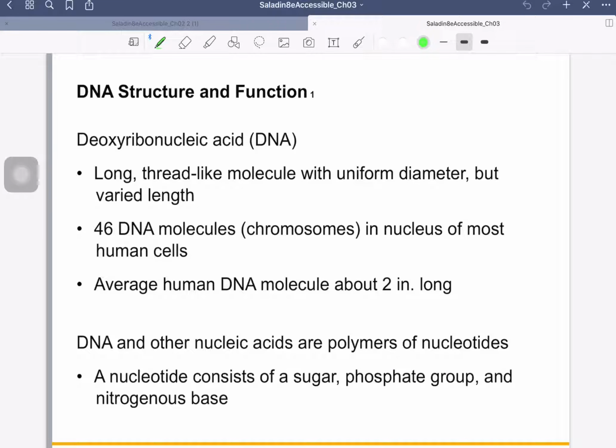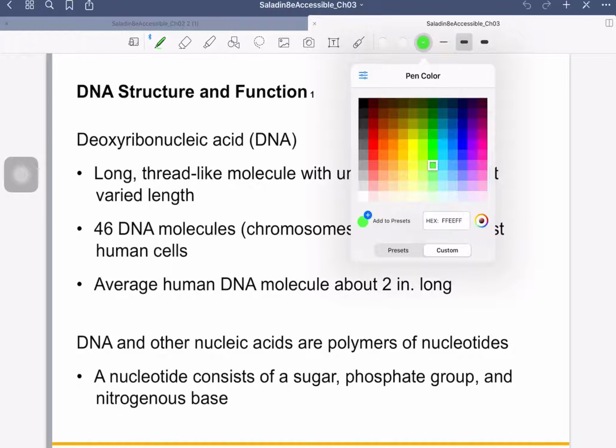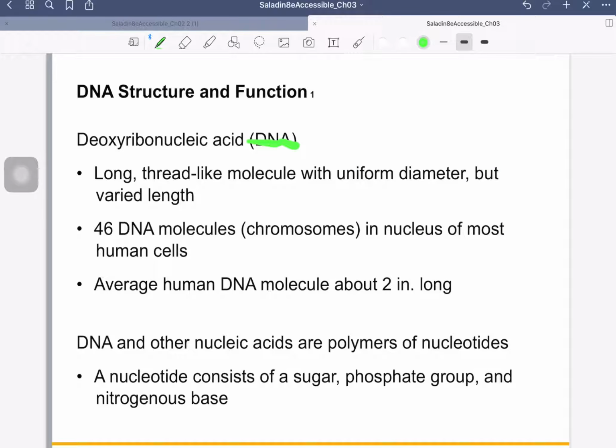In this video, we'll start our discussion about DNA and all the associated macromolecules. We're going to start by, first of all, just redefining what DNA is. I know most of you have seen this before in other classes, but it's worth reminding ourselves that, of course, DNA itself is also known as deoxyribonucleic acid. And it's that double helix that we always hear about. It has a uniform diameter, but it can vary in length.